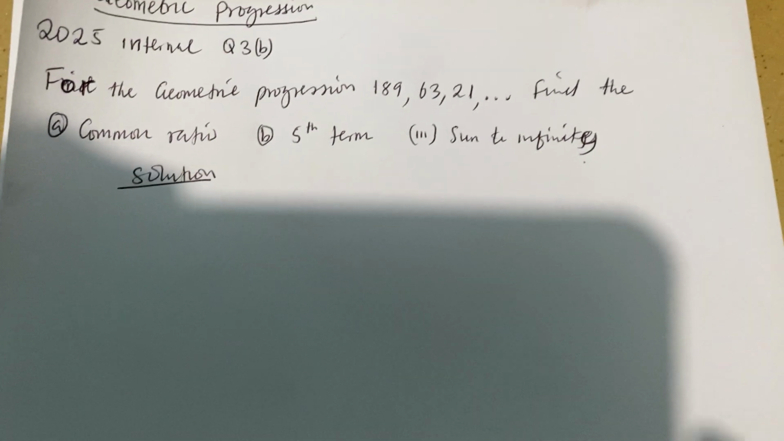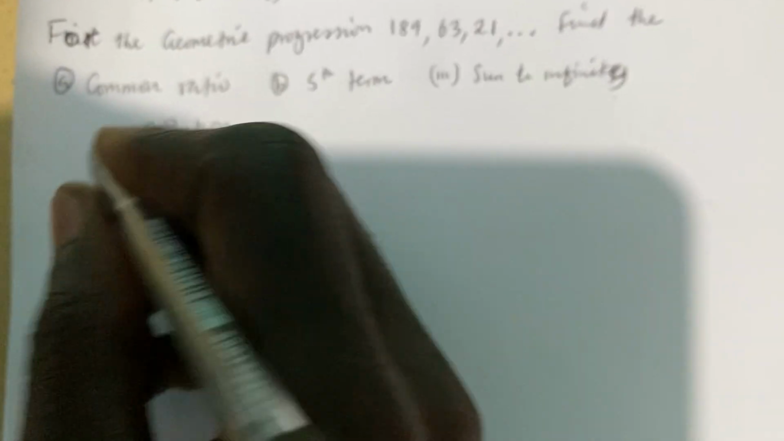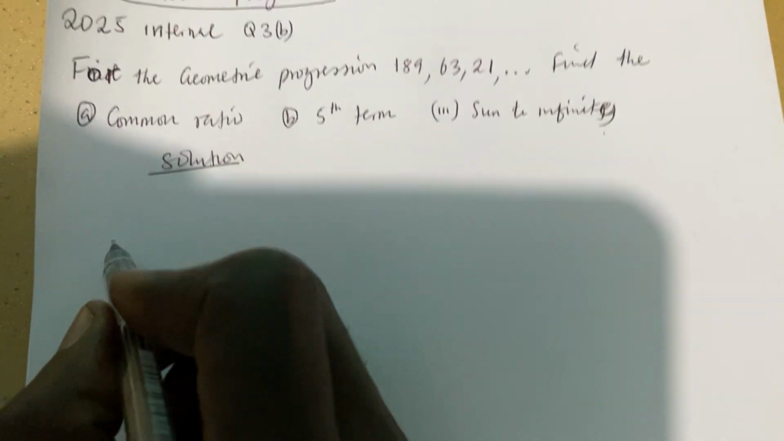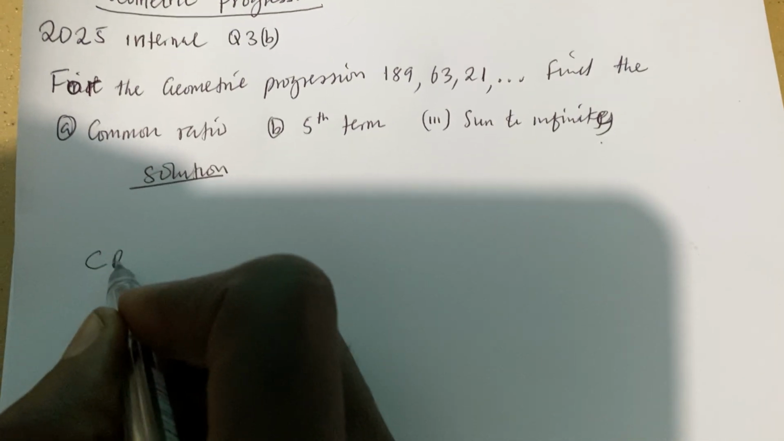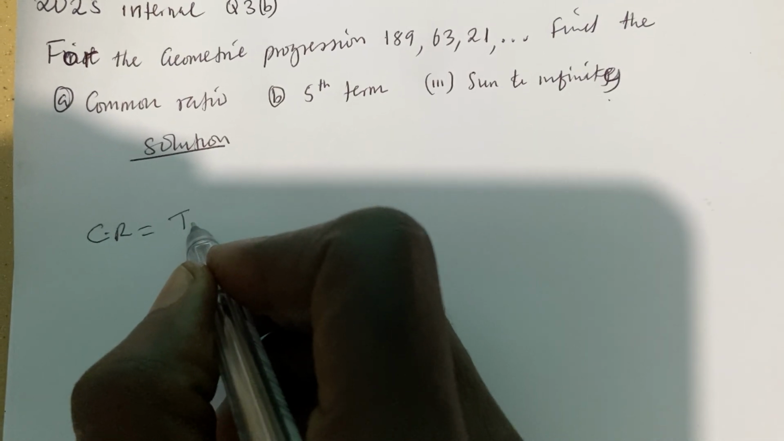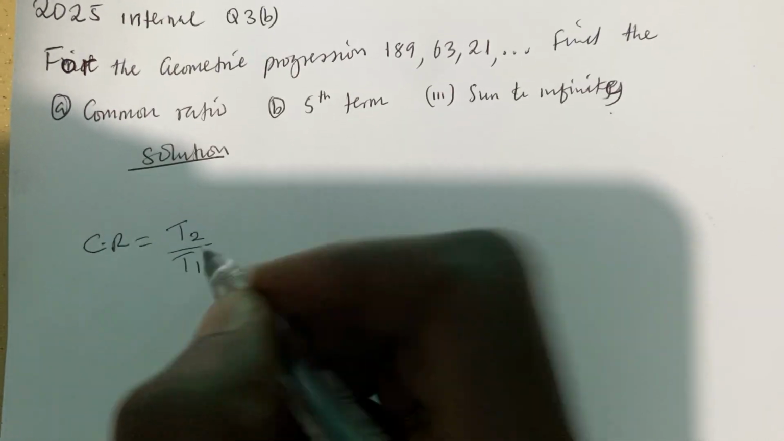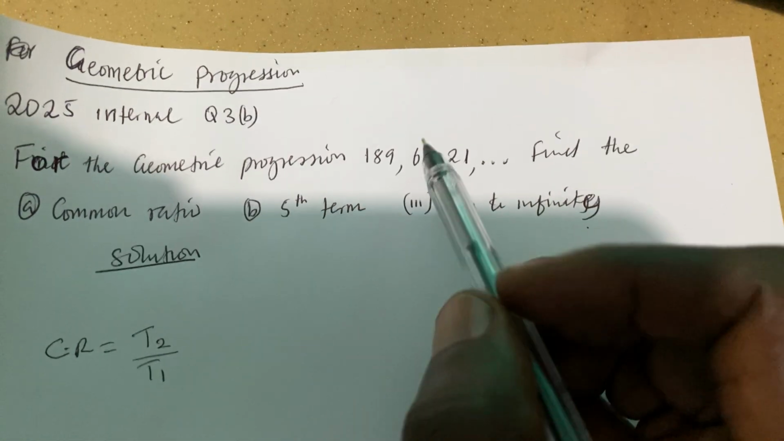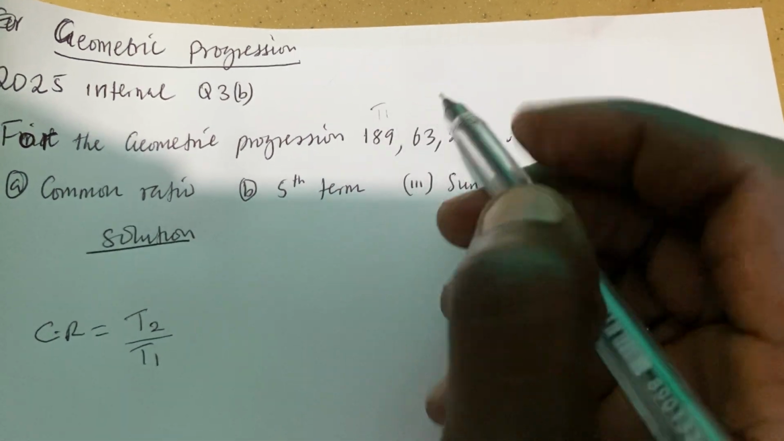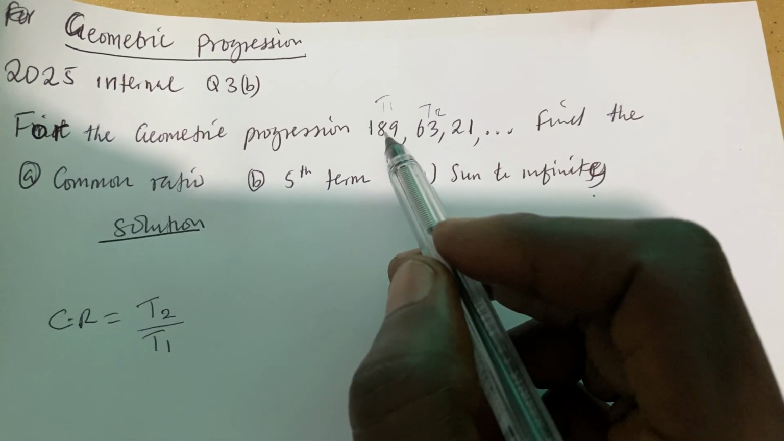So this is how we can find the common ratio. We are going to use the formula. The common ratio is given by T2 divided by T1. In this case, this is our T1 and this is our T2. So you get this one, you divide by this one.